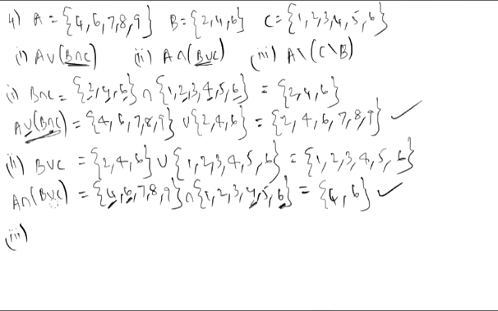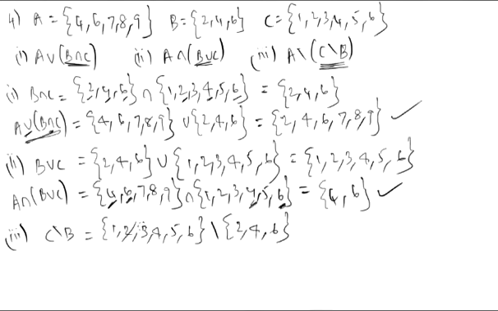Third, again, we have to find what is inside the bracket first. C set difference B. C is 1, 2, 3, 4, 5, 6, set difference B, 2, 4, 6. Is 2 in this? Yes. Is 3 there? No. 4 is there. 6 is there. So all these are struck off. What is remaining? 1, 3 and 5. The 3 elements remaining are 1, 3, 5.